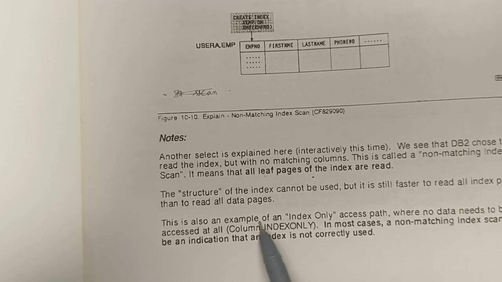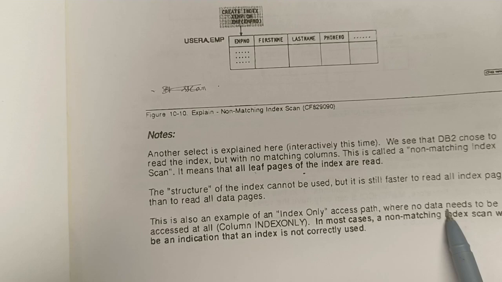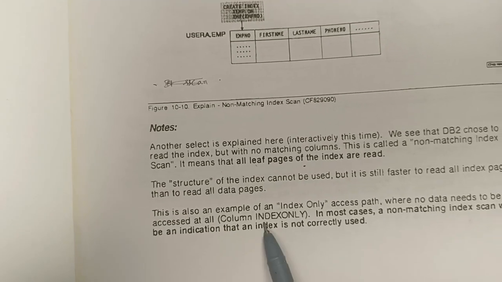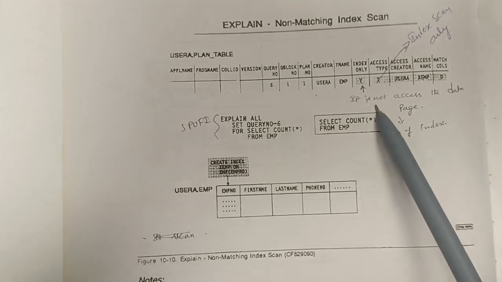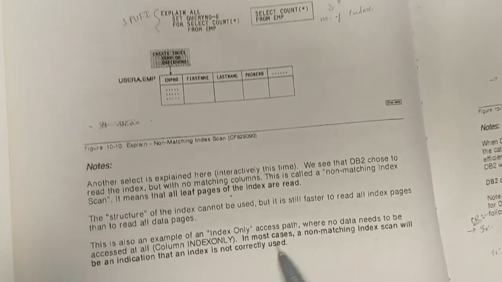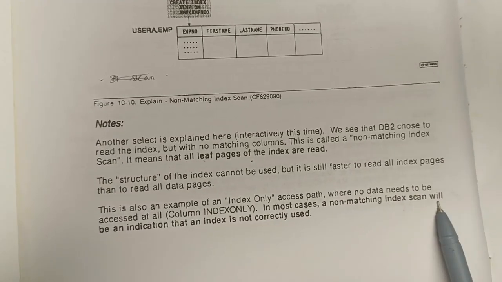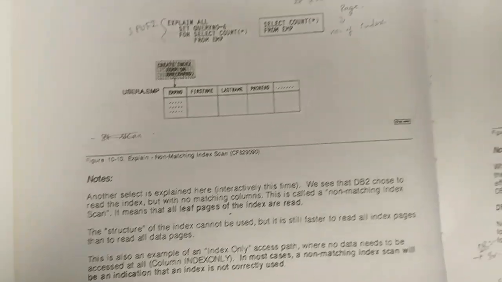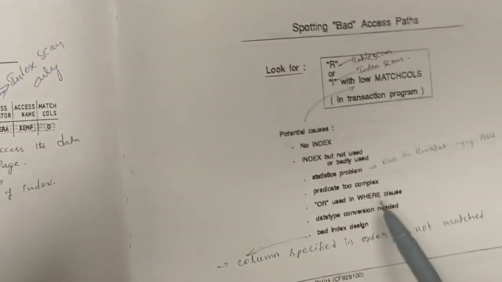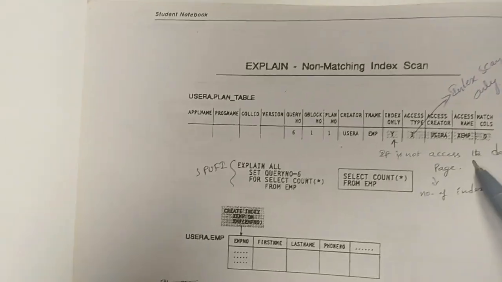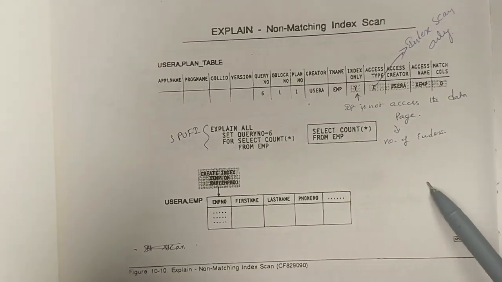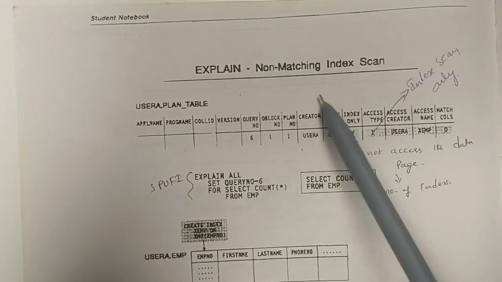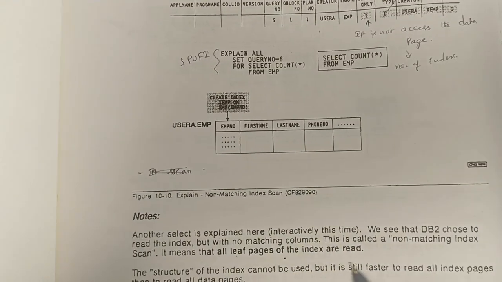This is an example of an index-only access path, with no data needing to be accessed at all. Column index only here. In most cases, a non-matching index scan will be an indication that the index is not correctly used. To avoid the performance issue, we have to use an index scan. Matching index columns equal to 1. Non-matching index scan means it will read all the leaf pages.